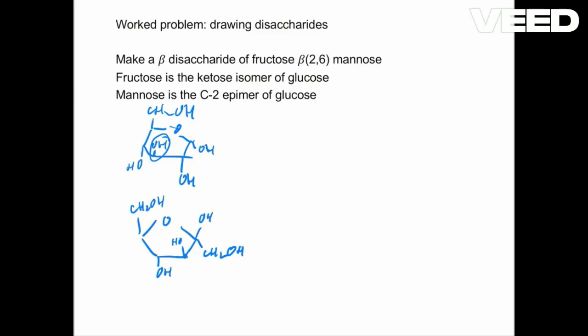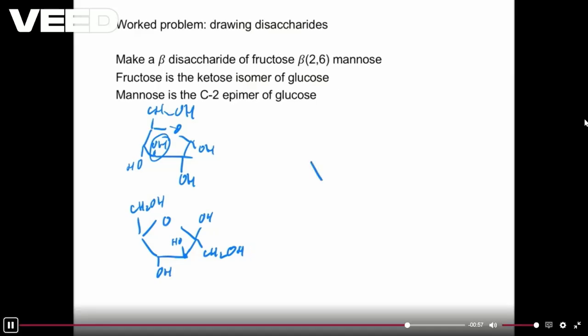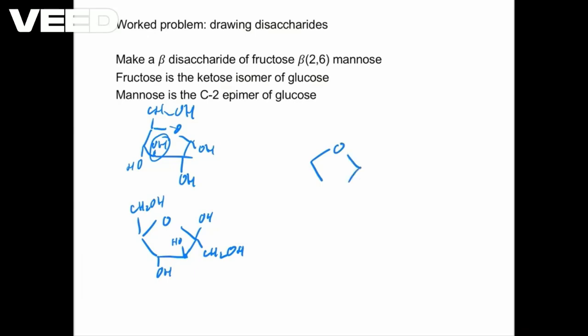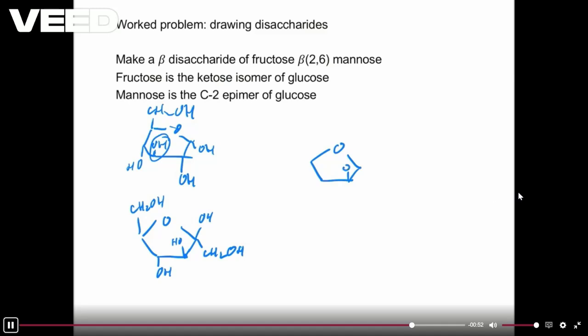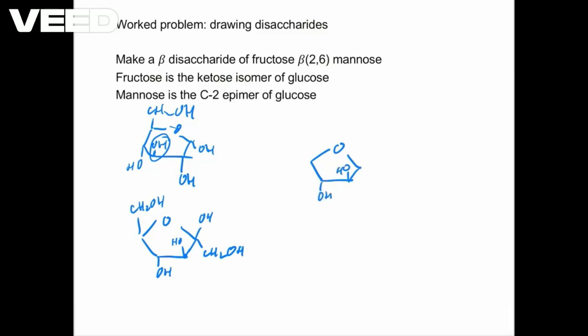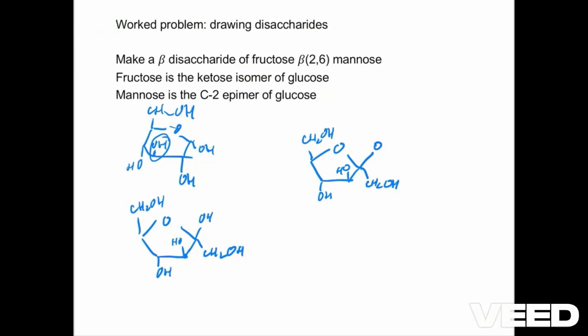So now let's go ahead and put fructose together with mannose, making the beta 2 to 6 bond. So go ahead and draw our fructose. And we want a beta orientation, so that oxygen is going to be up there. And then this is going to go to carbon 6 of mannose.